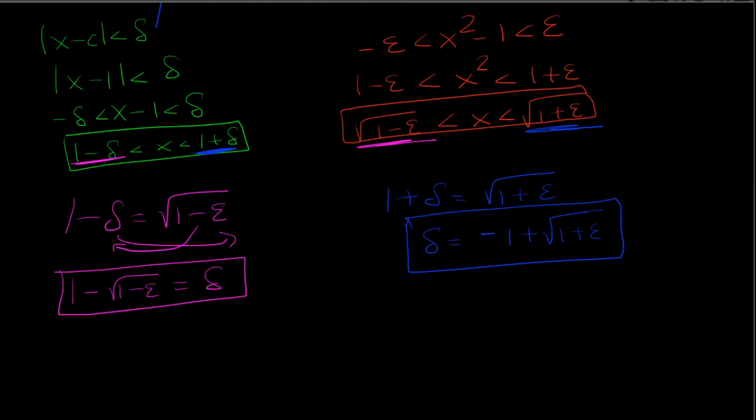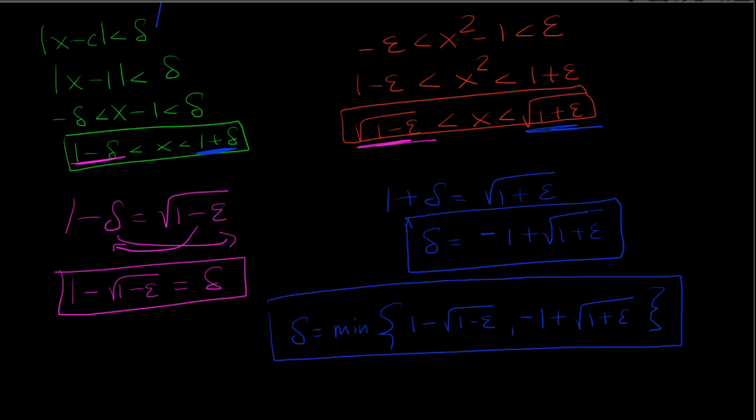Now the last step, we want to be looking at the minimum of the two deltas. The two deltas depend on what epsilon is. And here, it is not obvious which one is smaller. So we're going to let delta be the minimum of 1 minus the square root of 1 minus epsilon and negative 1 plus the square root of 1 plus epsilon. And that concludes the proof.